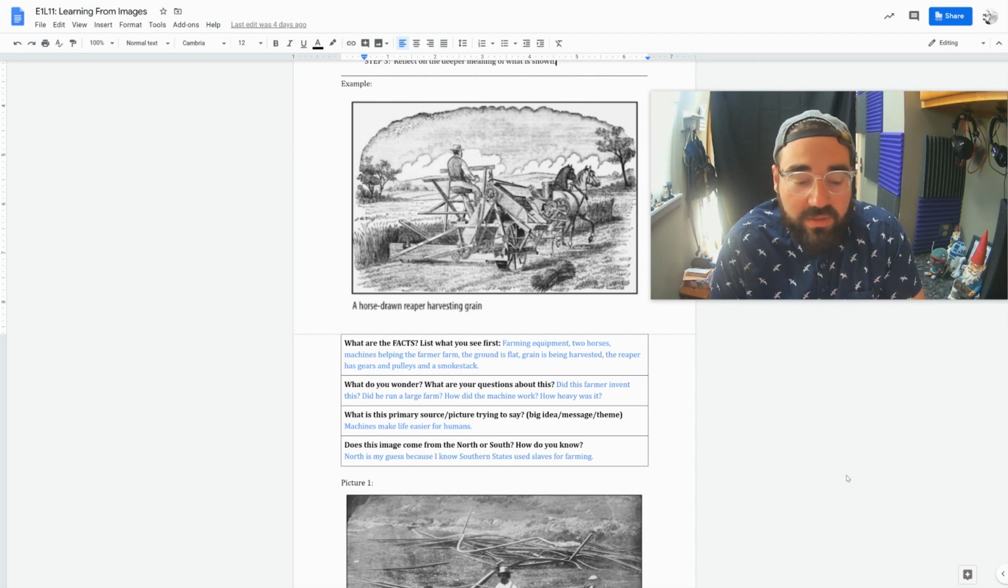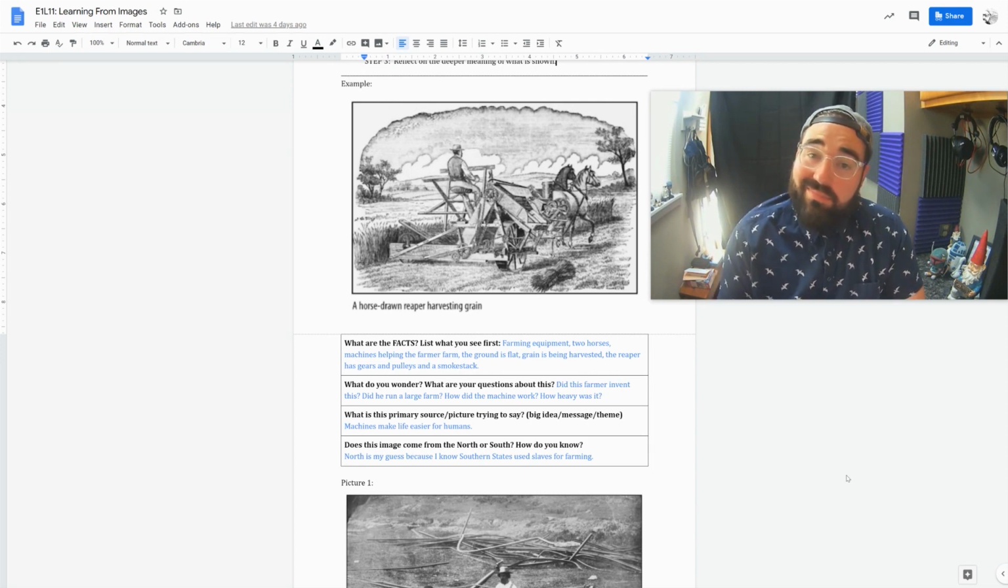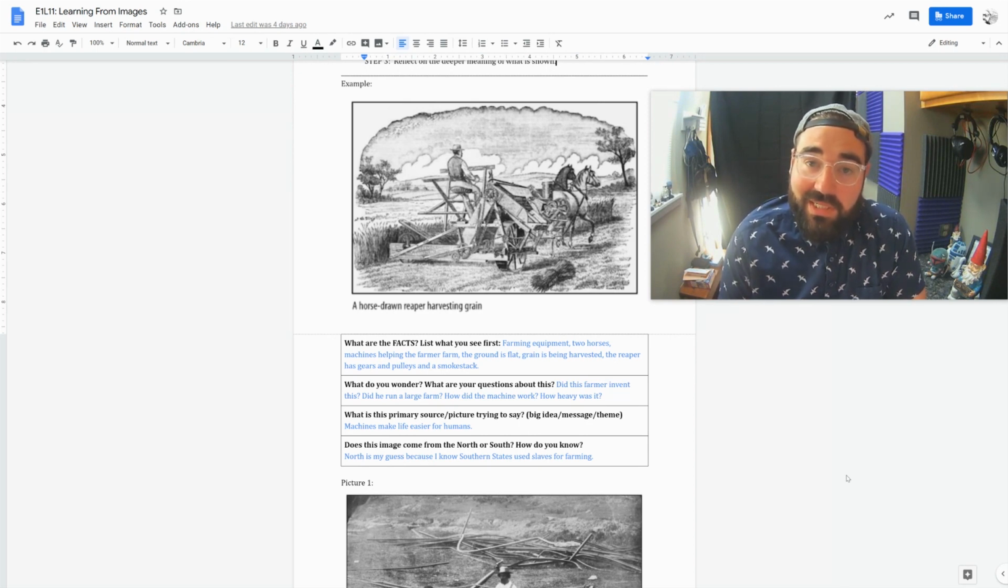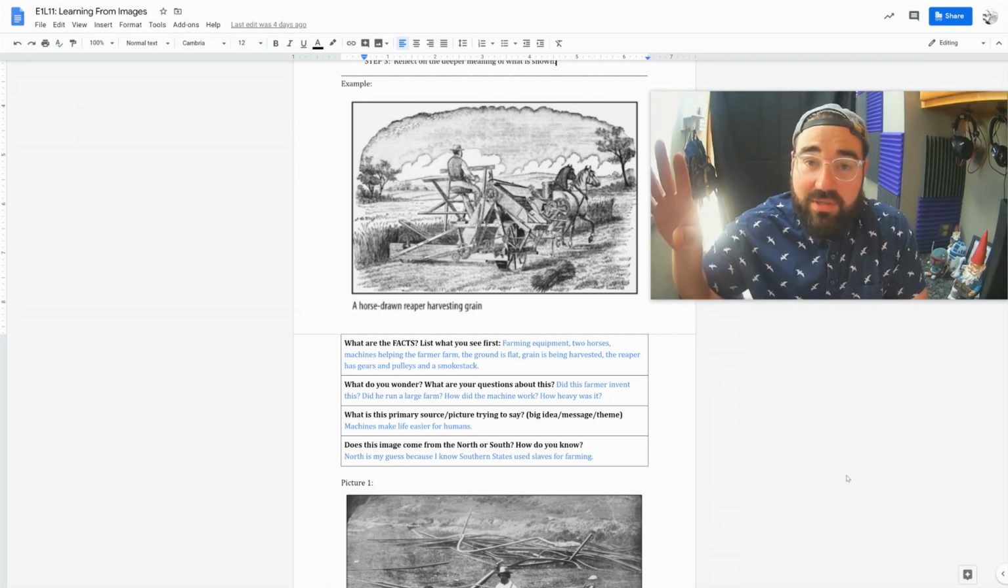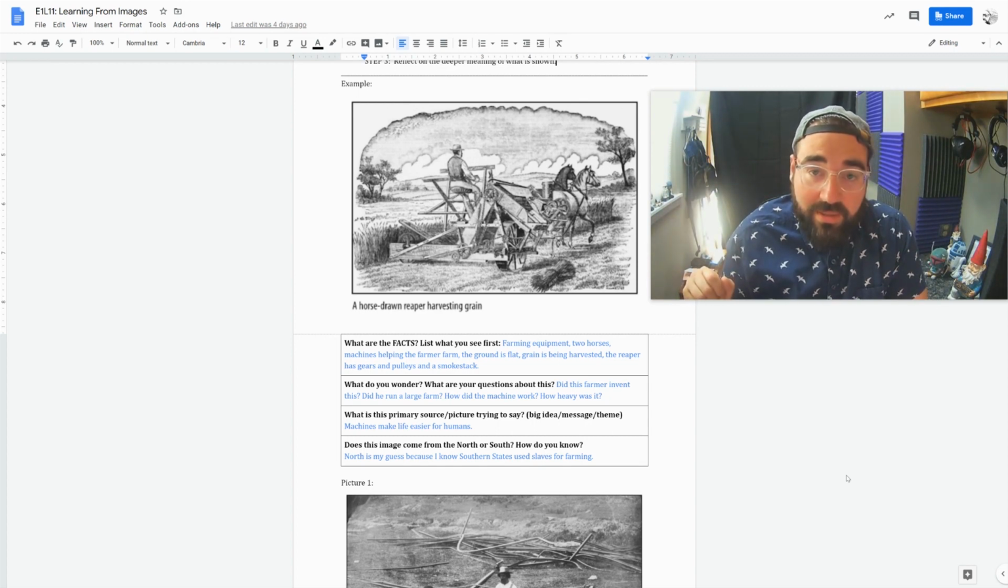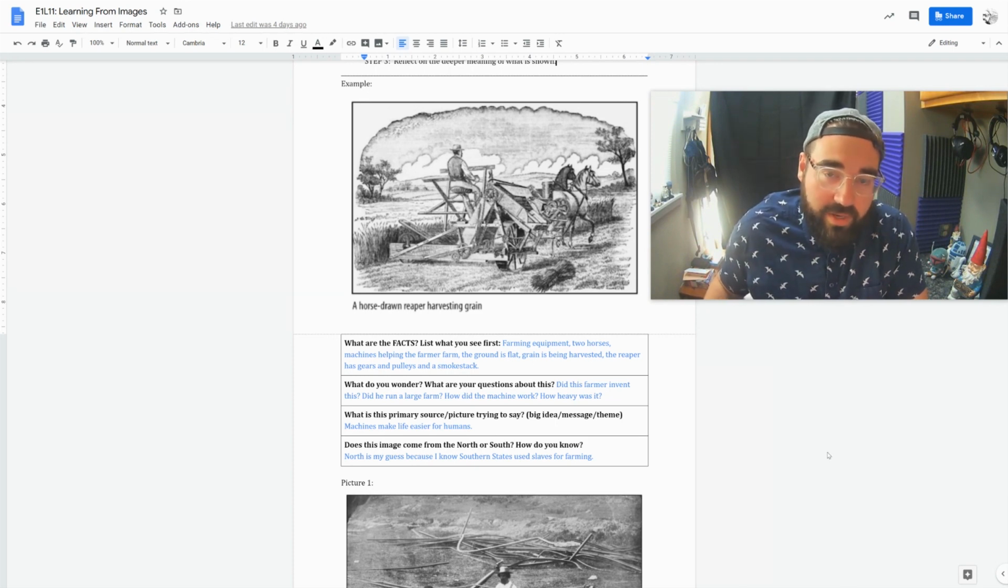Let's keep going though. What is this primary source picture trying to say? So this is going to be the one that you're going to have to take a guess at the most. Right here I put machines make life easier for humans. We can make that guess because there's no one else in the field helping this person. He is literally sitting down and having horses pull him around. It looks pretty easy compared to what I imagined working in a field was like. And remember, it wasn't a coal field. They were coal fields. Now this is grains, obviously, but what have you.